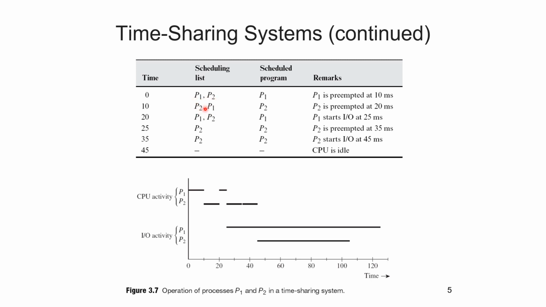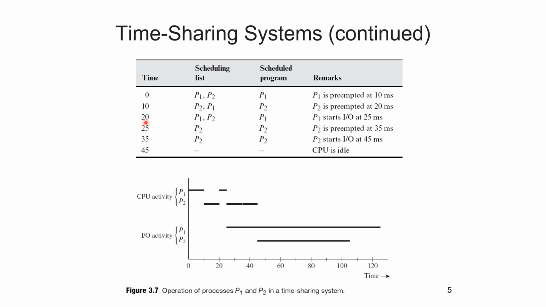Now P1 will be at the head of the queue at the time T equal to 10. So P2 will be selected for the execution. P2 is preempted at the time T equal to 20 because of the 10 milliseconds of time. So the next 10 milliseconds of CPU time is allocated to P2 execution. Again P2 is removed and put back to the queue. P1 will be at the head of the queue, and P2, also preempted, is put back to the queue because it has not completed the complete CPU computation time.